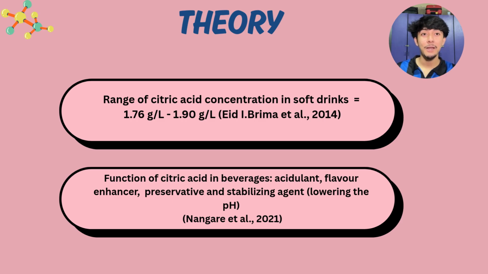Hi, my name is Ahmad Akil Haikal, and I'm going to be talking about theory. Theoretically, the range of citric acid concentration in soft drinks is 1.76 to 1.9 gram per liter. Next, the function of citric acid in beverages, according to theory, is acidulant, flavor enhancer, preservative, and stabilizing agent, which is by lowering the pH.